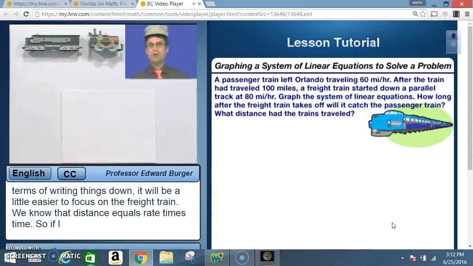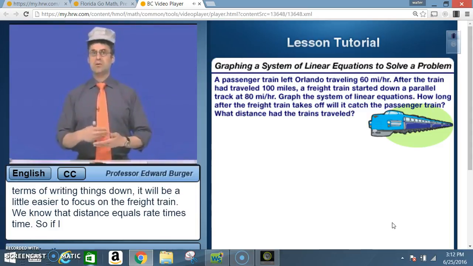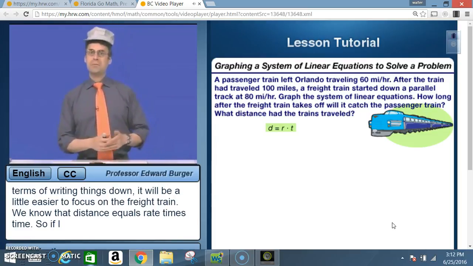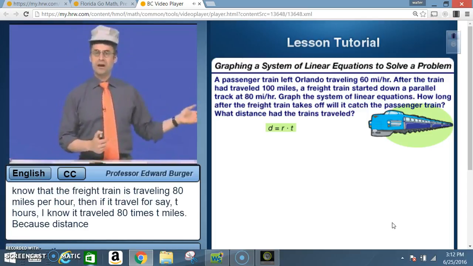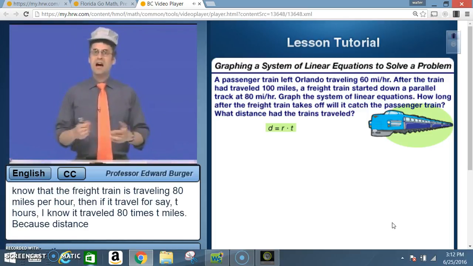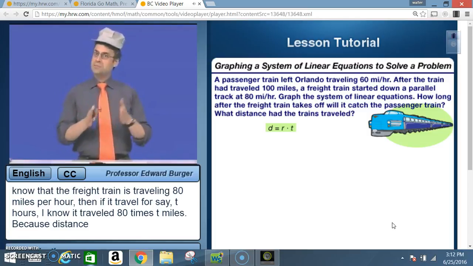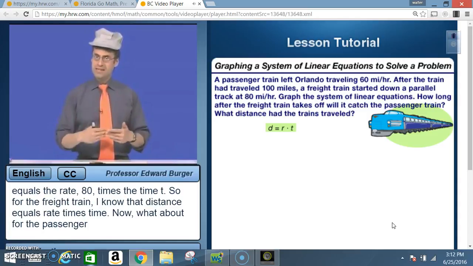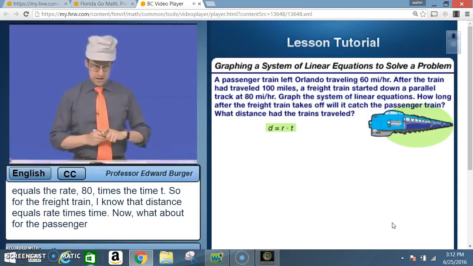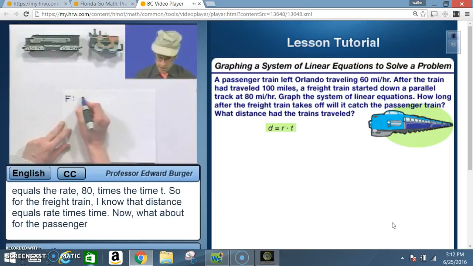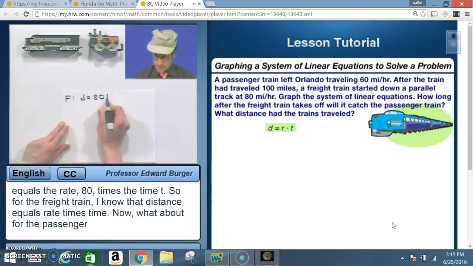Now, we know that distance equals rate times time. So if I know, for example, that the freight train is traveling 80 miles per hour, then if it travels for, let's say, t hours, I know it traveled 80 times t miles, because distance equals the rate 80 times the time t. So for the freight train, I know that distance equals rate times time.